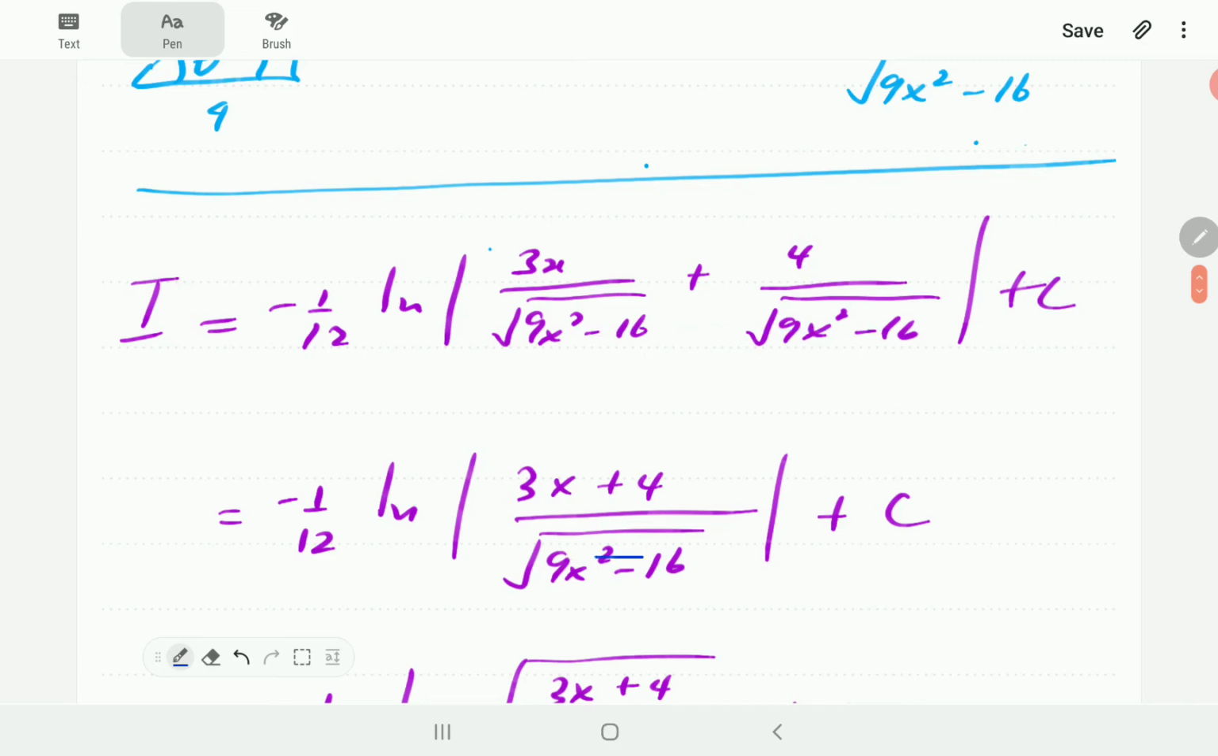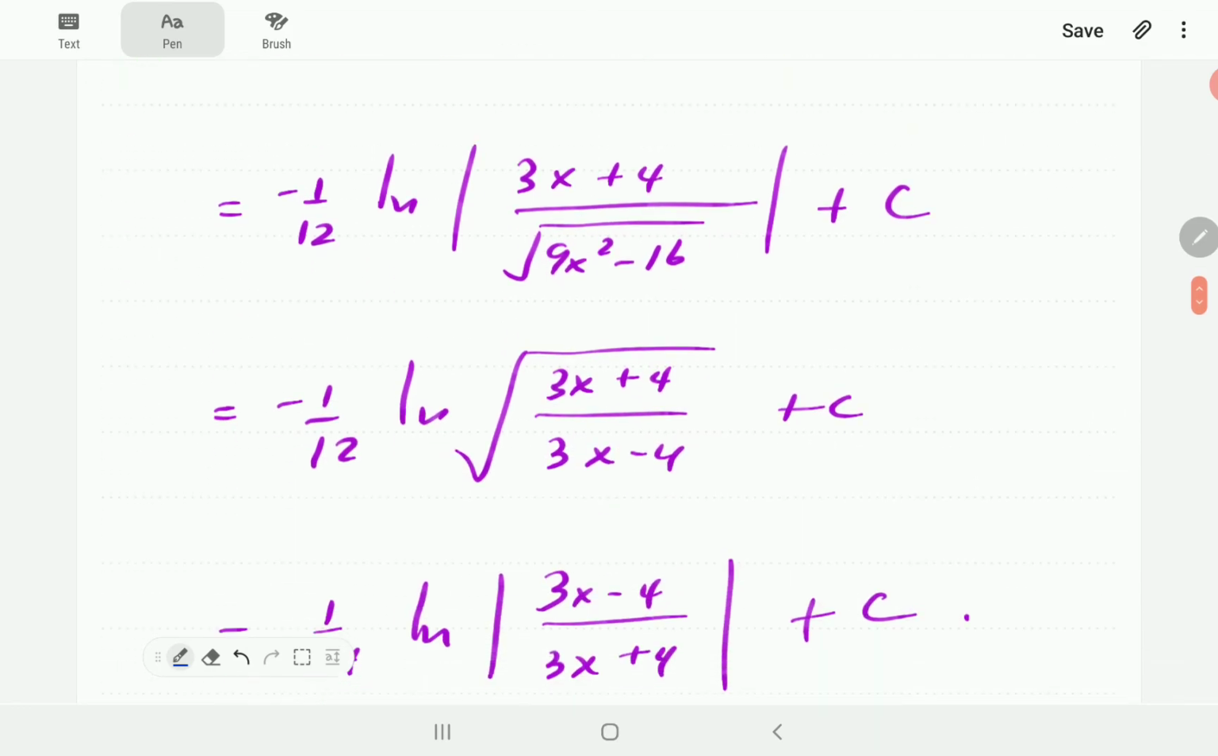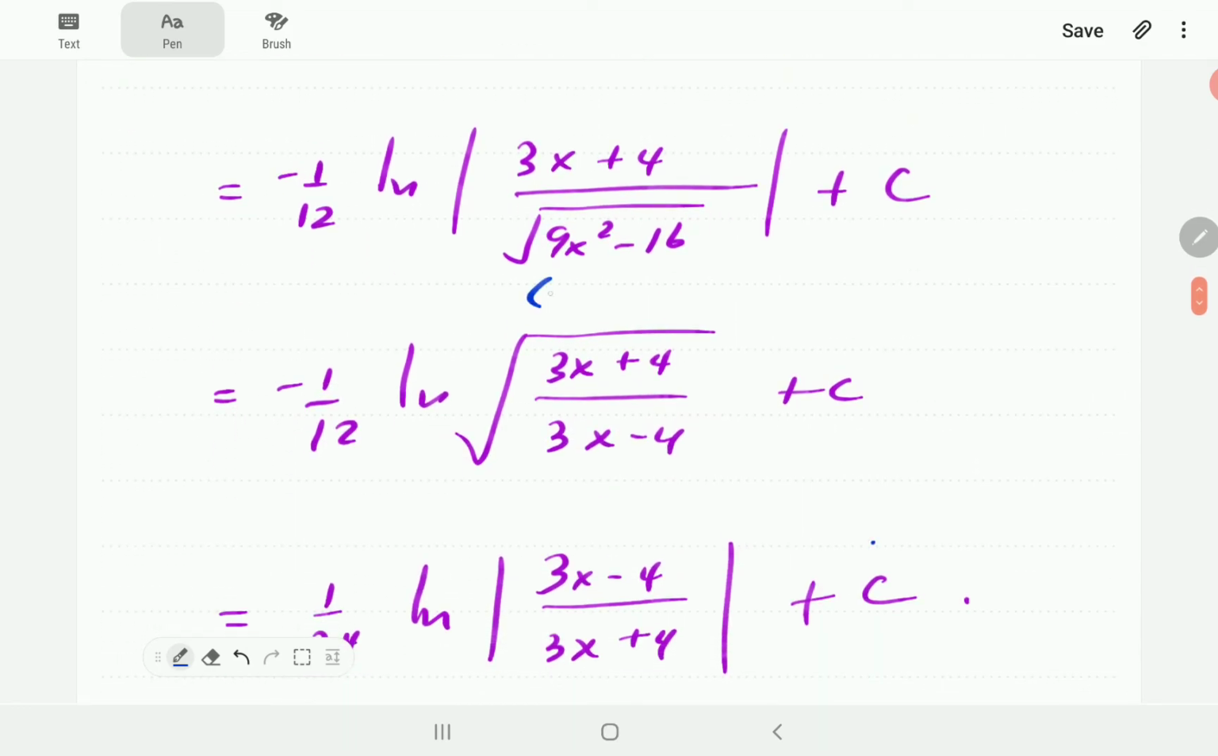We've got the same denominator, so we can write this as one fraction. However, since 9x squared minus 16 is 3x minus 4 into 3x plus 4, we can simplify this. It actually simplifies to the square root of 3x plus 4 over 3x minus 4.